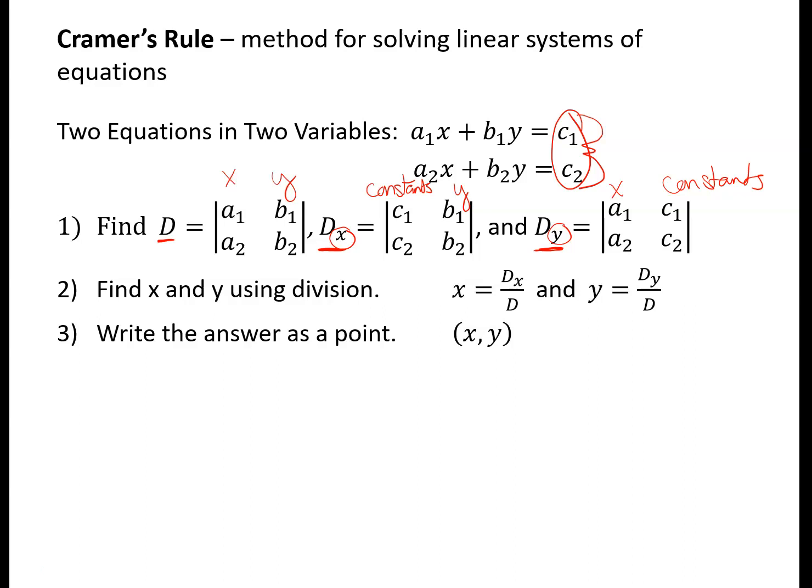So after you've calculated all 3 determinants, you're going to find X and Y with these formulas. X is Dx divided by D, and Y is Dy divided by D. And you find those 2 values and write your answer as an ordered pair, just like we did when we solved by addition or substitution.